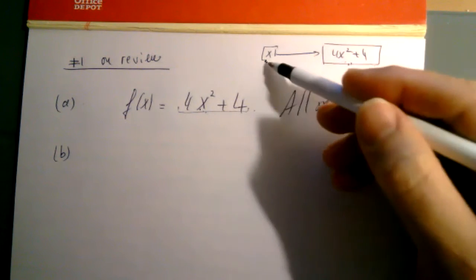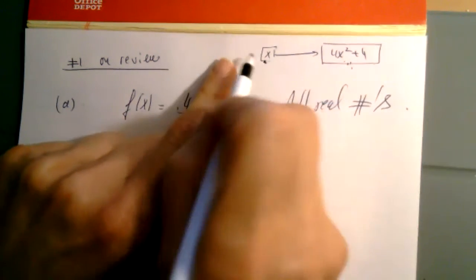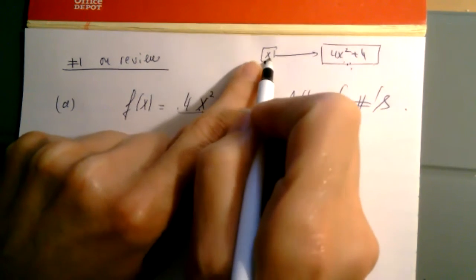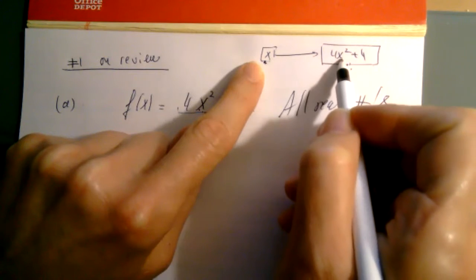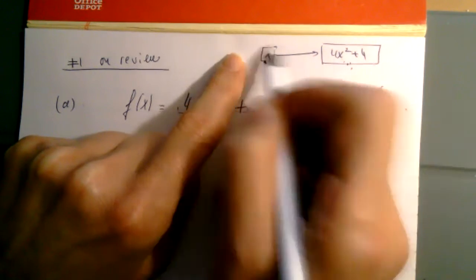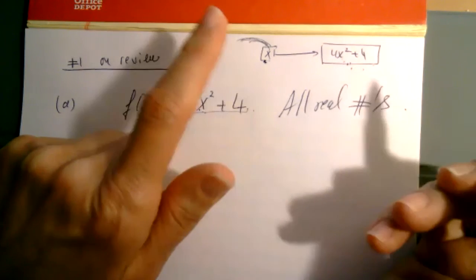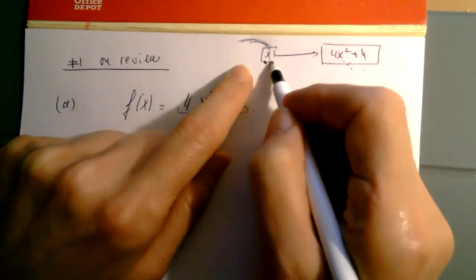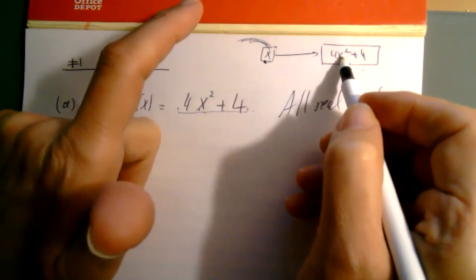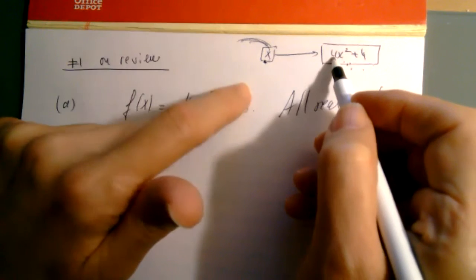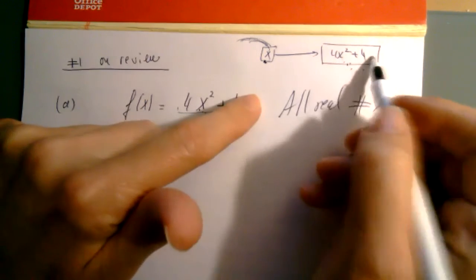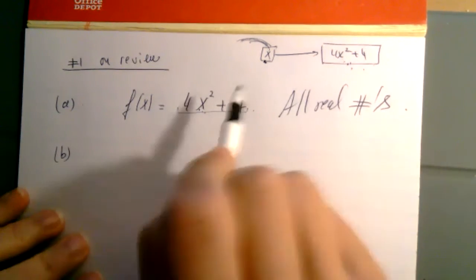No matter what you think of, this machine takes 4 times x squared plus 4. So can I put anything I want here and it will spit out something? Yes, it does. Because no matter what you put, you're squaring it. You can square anything, you multiply it by 4, you can do that, and then you add 4. So it's going to be every possible number.